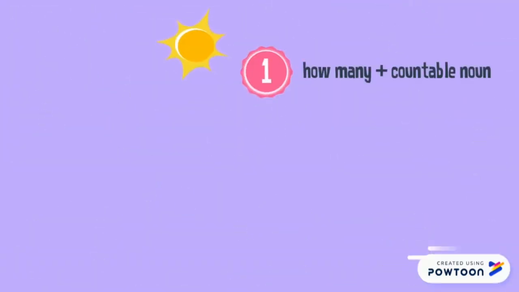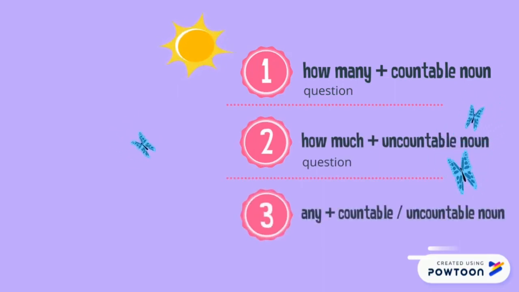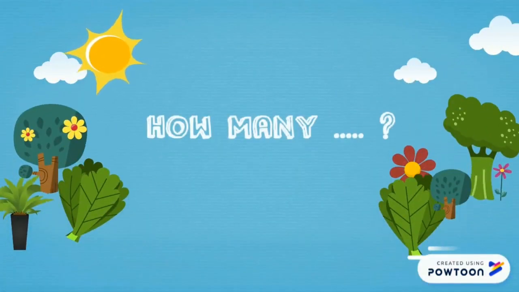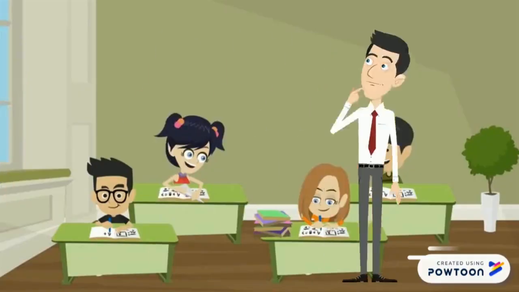To make it clear, first we have how many followed by countable noun to make question. Second, we have how much followed by uncountable noun to form questions. And the last one, we have any followed by countable or uncountable noun to form questions or negative sentence. So there are quantifier. When we want to ask the amount of the things that we can count by number, we use how many plus countable nouns.